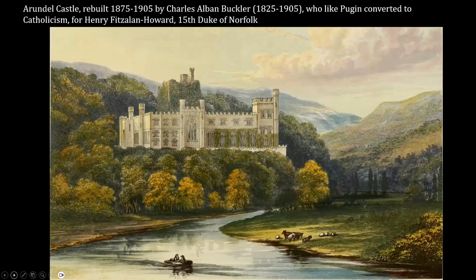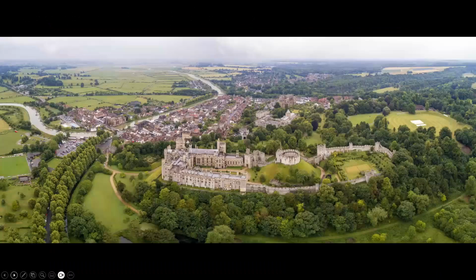You can see what I mean about the regularity of the windows. Many of them look like the Hampton Court square heads, the castellations, and you can just make out in the background a tower which is completely covered in foliage. But this is what it will look like after Charles Buckler has finished.